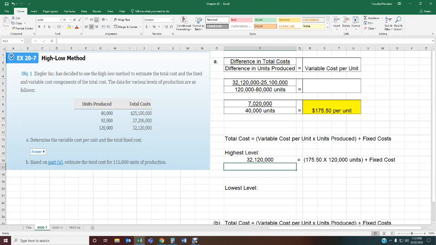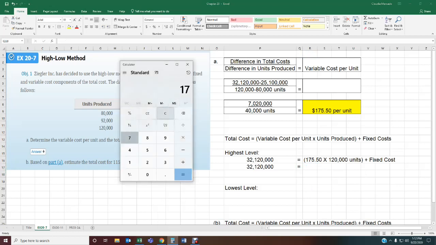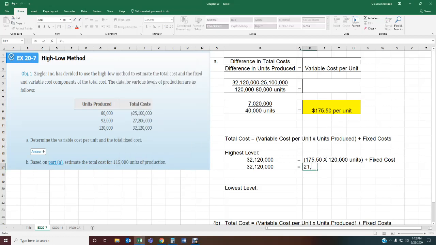Okay, so now we are going to solve. Okay, so what is 175.50 times 120,000 units? So 175.50 times 120,000 units, that gives me 21,060,000. Okay, plus my fixed cost.